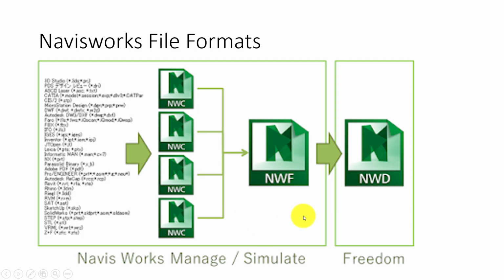And regarding file size, NWC will have the second least size, that is, greater than NWF but smaller than NWD. NWF is the least size because it has only the analysis data that you perform in Navisworks. That is a very small size. NWD will have the maximum size, the largest size compared to these. So for example, if you consider a 50 MB Revit file, the NWC will come to around 6 MB, NWF some KBs, NWD some 10 MB. So these are the file formats.